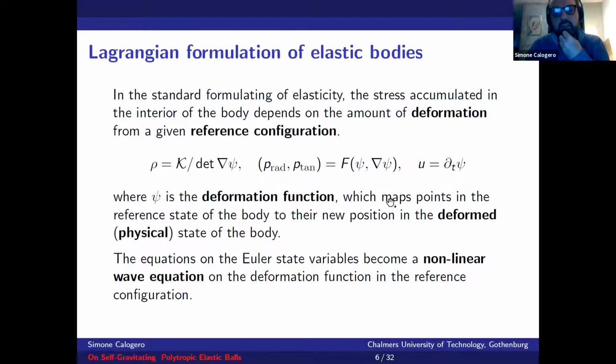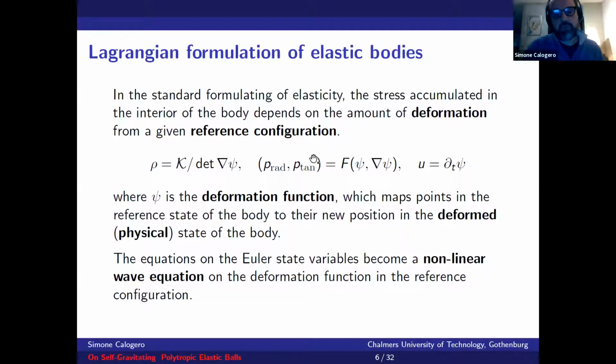So it's a function that maps points in the reference state of the body before the deformation to the new position in the deformed or physical state. Then the Euler state variables are related to this deformation through the equation that you can see here. In particular, the stress, the radial and tangential pressure, are functions of psi and the deformation gradient.